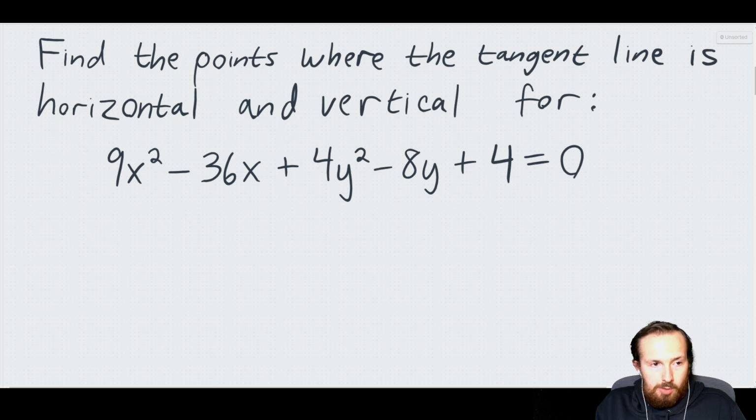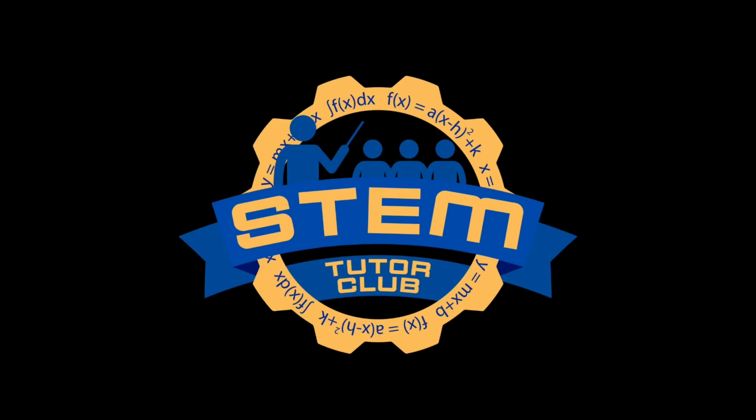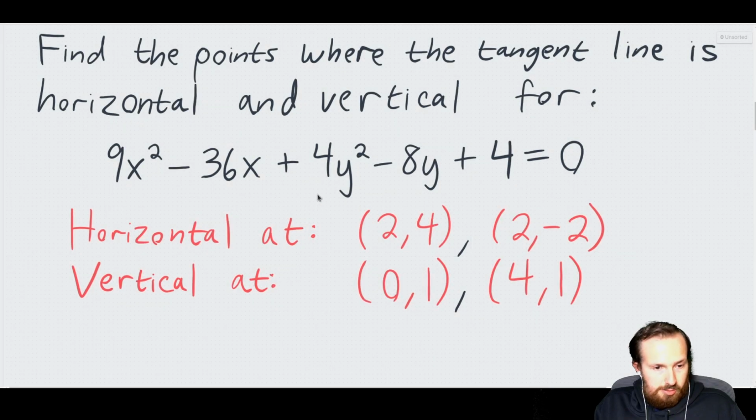Go ahead, pause the video, and see if you can figure that out. Okay, so here are the answers. The tangent line is going to be horizontal at (2, 4) and (2, -2), and it will be vertical at (0, 1) and (4, 1). So if you already understand that, feel free to skip this video. Otherwise, we're going to explain exactly how we got these.